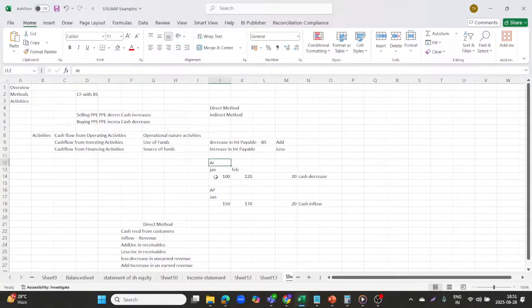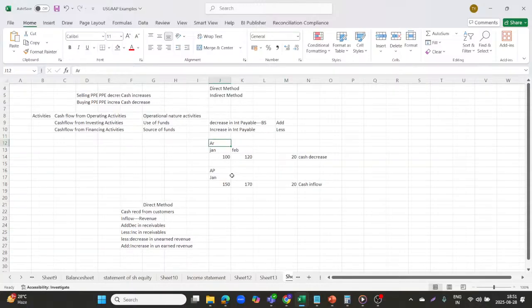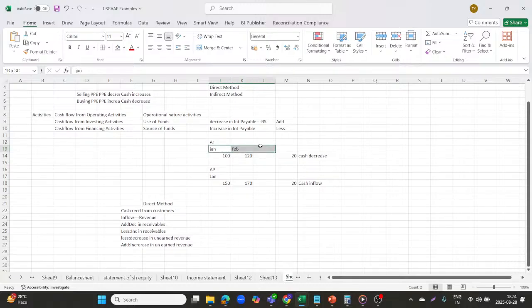Now we also took the example of accounts receivable. Here you have Jan and Feb month. In Jan, accounts receivable were 100. In Feb, it increased to 120. So the accounts receivable is increasing, that means there's a differential increase of 20. If accounts receivable is increasing, it will reduce the cash, because we have made sales on credit, but we haven't received the cash.